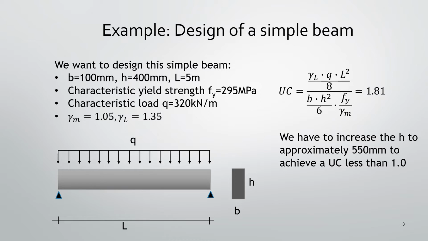We use these values to calculate the utilization coefficient by dividing the design load by the design strength. In this case, the utilization coefficient is found to be 1.81, which is significantly higher than 1 and hence not acceptable. With some additional calculations, we find that the height needs to be increased to approximately 550 millimeters to achieve a utilization coefficient less than 1.0.